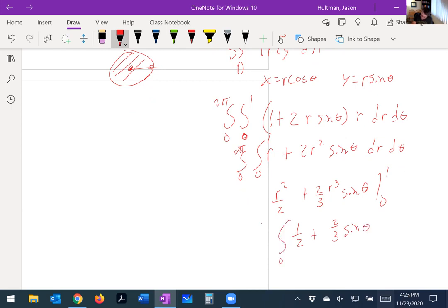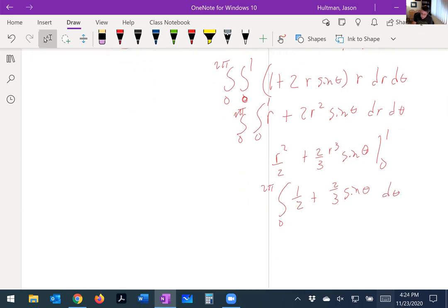Okay, evaluate that from 0 to 2 pi for d theta. So this just becomes 1/2 theta, evaluated from 0 to 2 pi, plus 2/3 times negative cosine theta, evaluated from 0 to 2 pi.